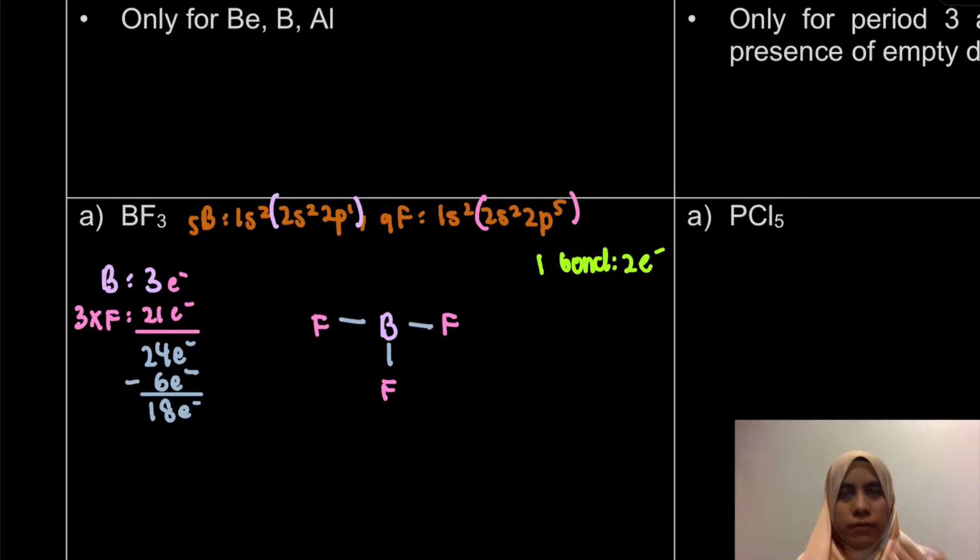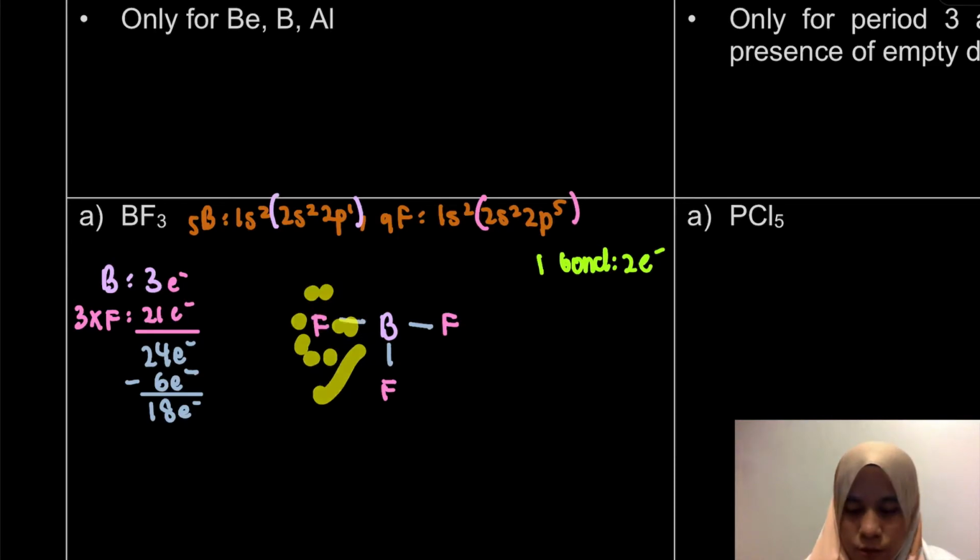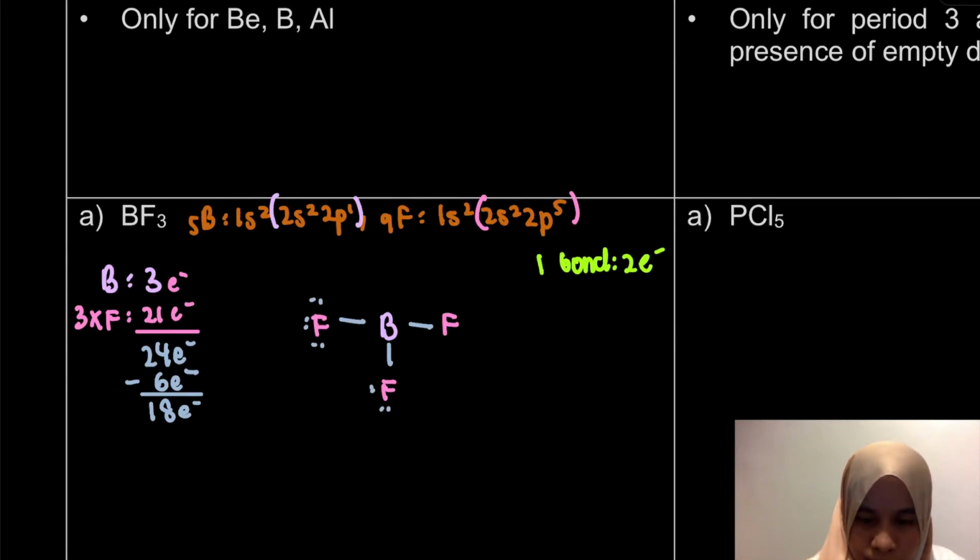And the rest of the electrons, what we're going to do is fill up the terminal atoms. But don't fill up hydrogen. In this case there is no hydrogen anyway. So we fill up. Make sure that each of the fluorines reaches octet. The fluorine itself only has 2, so it needs 6 more. So it reaches octet, each fluorine has 8.